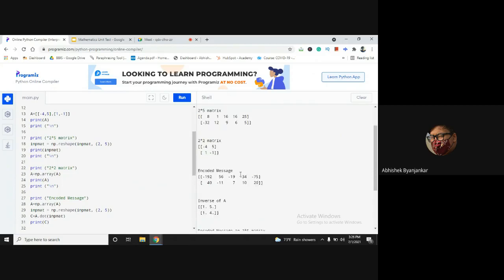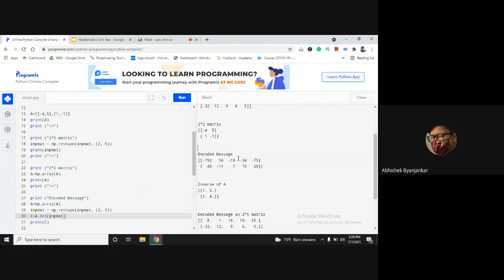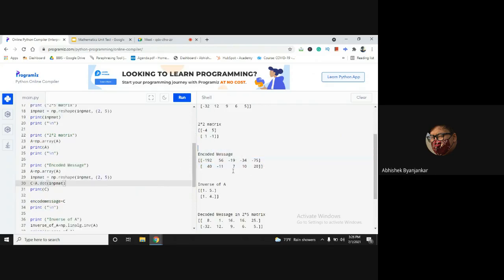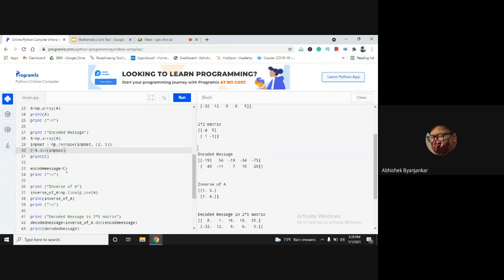After that, I multiplied this 2 by 5 matrix with the 2 by 2 matrix. You can see np.dot of A and the IMP mat here; the IMP mat is over here, print IMP mat is this one, and A means this one. So I have to multiply A dot IMP mat. After multiplying, the message is encoded. The encoded message is equal to C, because in programming, if we keep just one letter, it will be easier for us. So the encoded message is C.